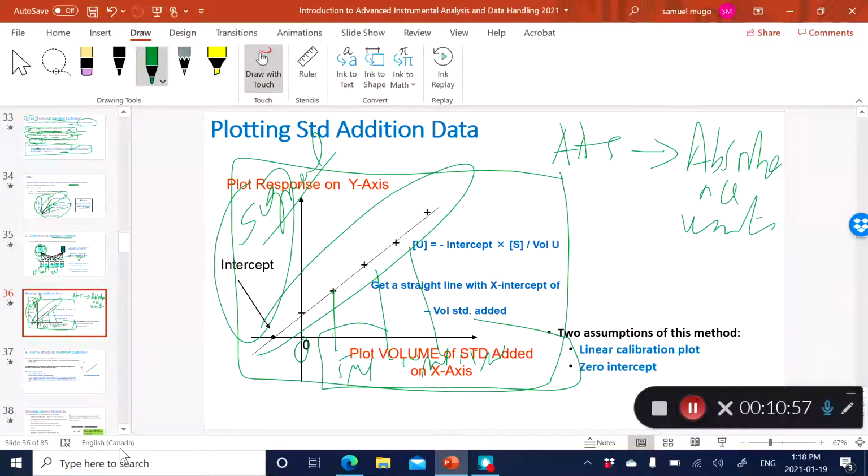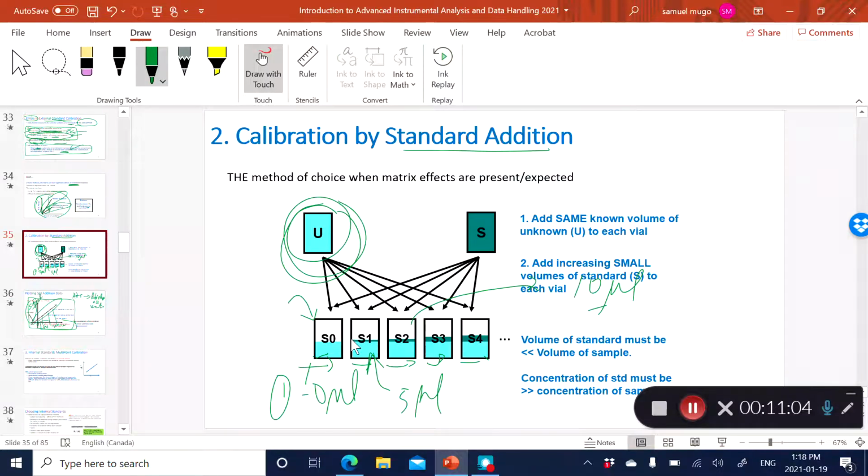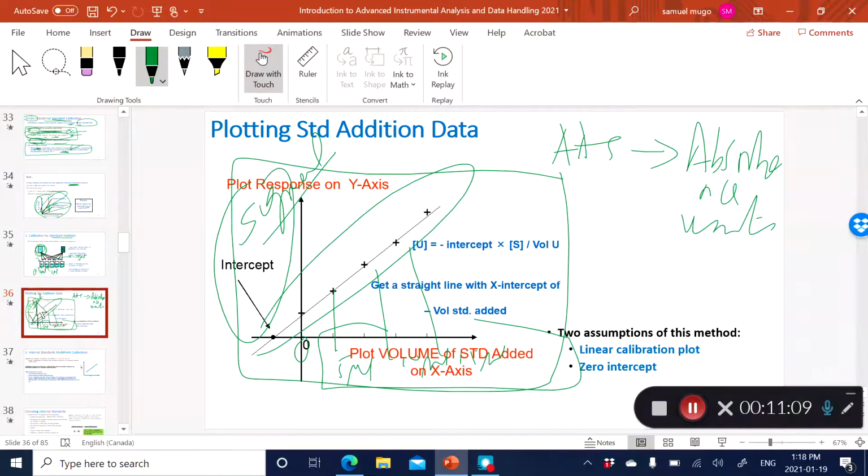So how do you then determine the concentration of the unknown? Remember, the concentration of the unknown is sort of present in each of these volumetric flasks. So the way you do this is using this equation here. The unknown is going to be equal to the intercept, and then you multiply that by the concentration of the standard, and then you divide it by the volume of the unknown, and whatever you get is going to be the concentration of the unknown.